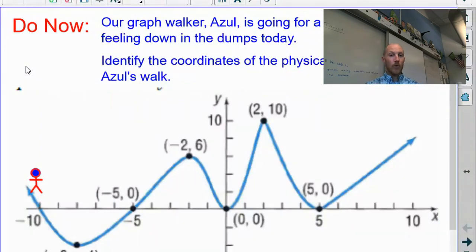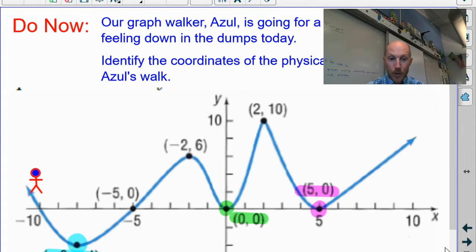Hey, pre-calc. So here's our do now. Our graph walker Azul is going for a walk, feeling down in the dumps. We're going to try to commiserate by identifying the coordinates of the physical low points on Azul's walk. Maybe more than one. Identify all of the low points as Azul walks across the graph from left to right. Go ahead and hit pause on the video so you've got those identified.